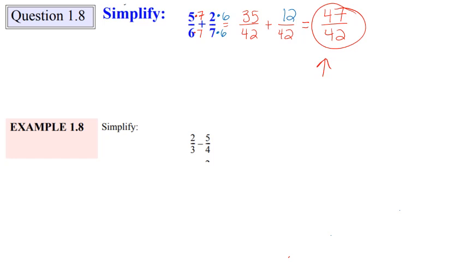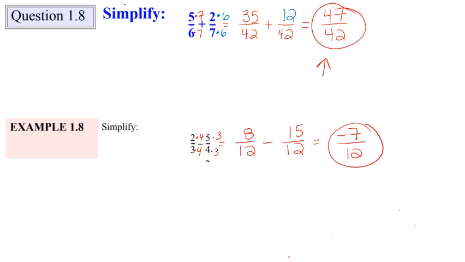Okay, so the common denominator here is 12. 3 times 4 is going to get me 12, so I'm going to need to multiply this 2 by 4 as well. 2 times 4 is 8. 4 times 3 will give me 12, so I have to multiply this 5 by 3. 5 times 3 is 15. 8 minus 15 is -7, so my answer is -7/12.